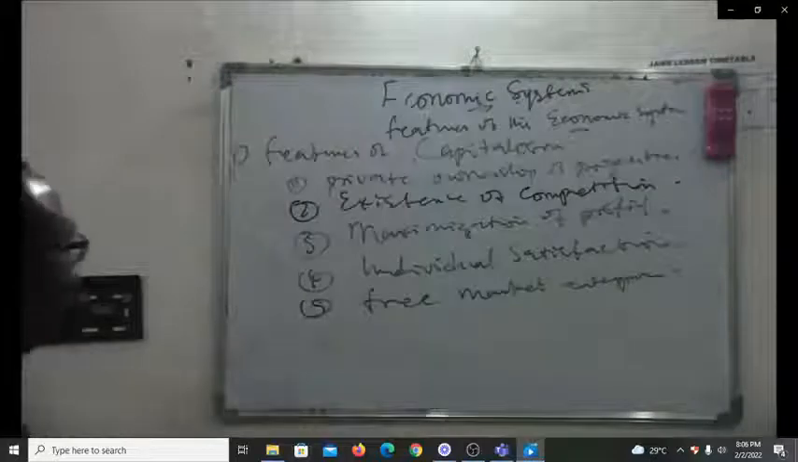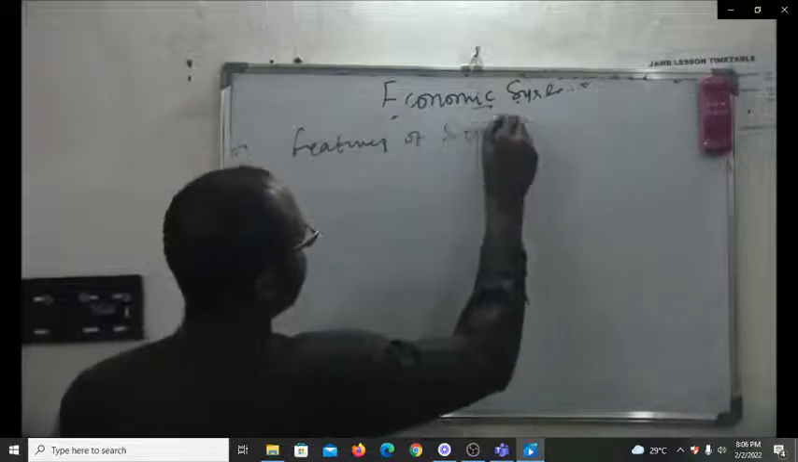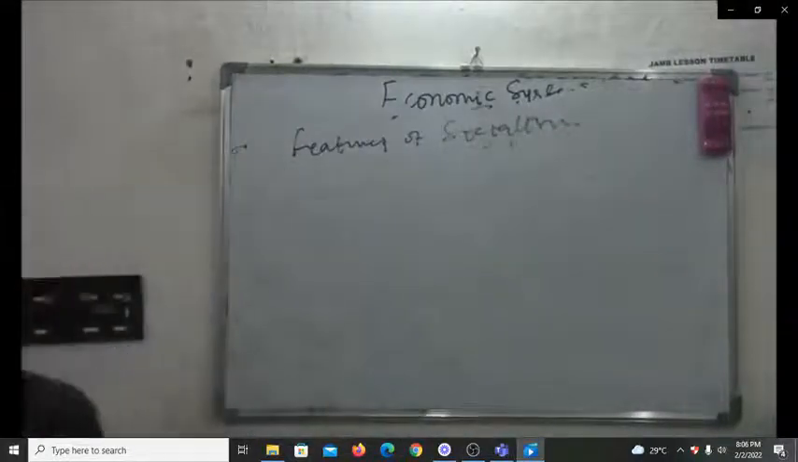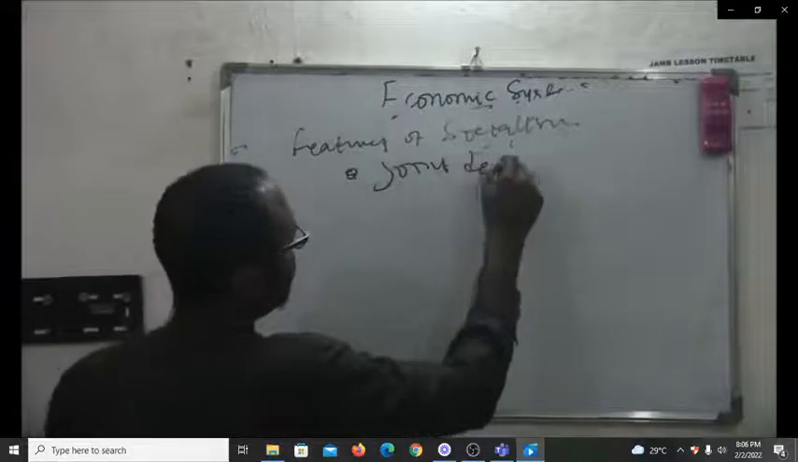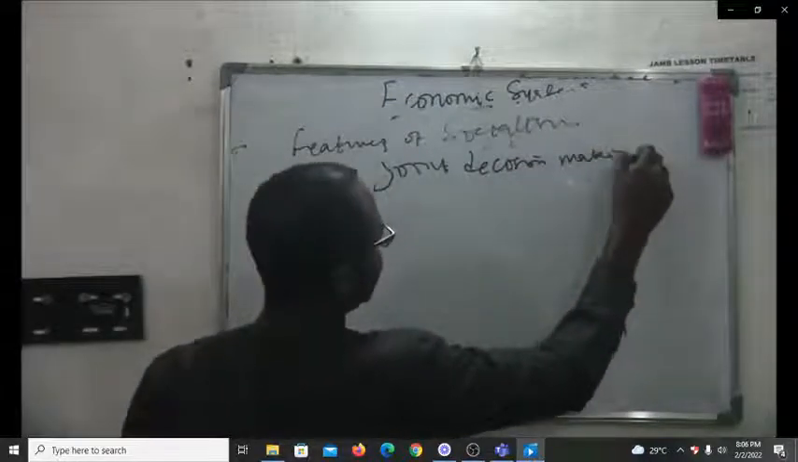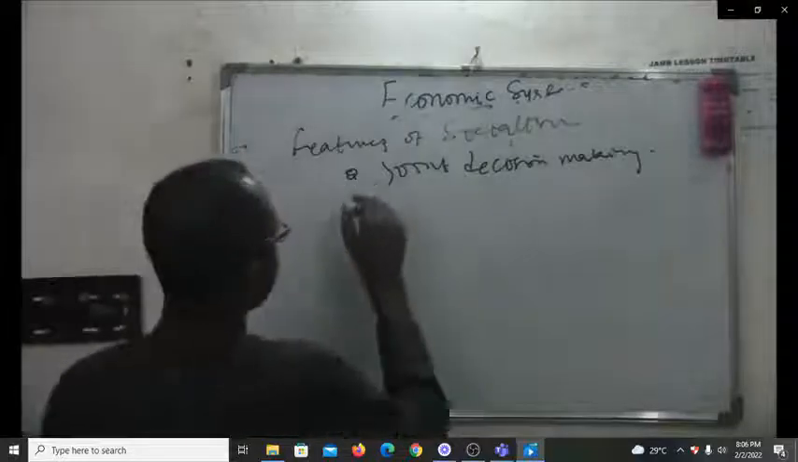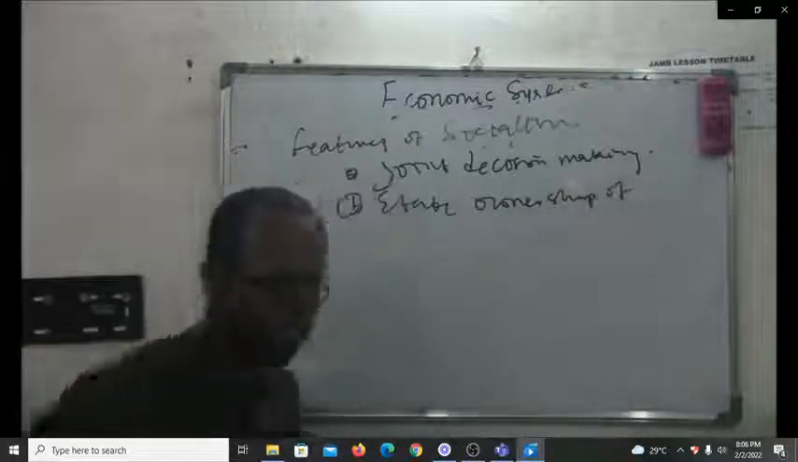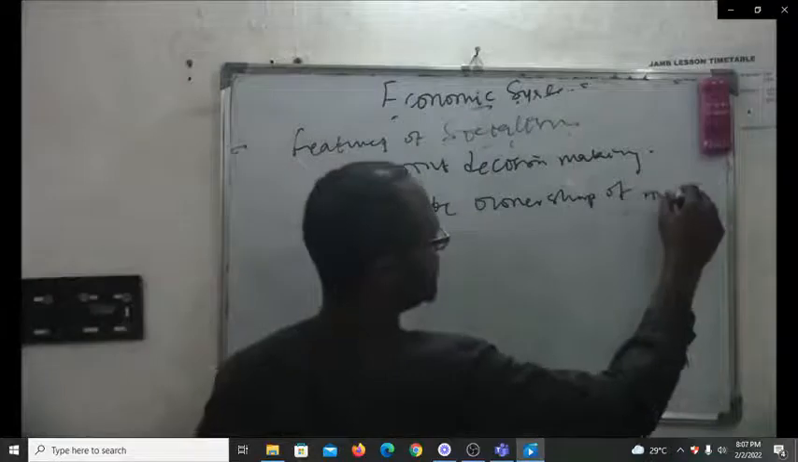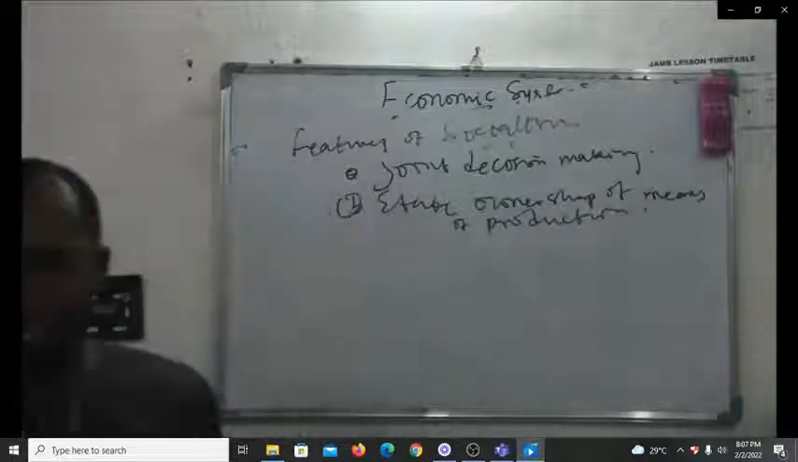Now we look at features of socialism. What are the features of socialism? Can you tell me the type of things that you see in an economy and you say that this is a socialist economy? Number one, there is what we call joint decision. You understand? Socialism is when government is controlling everything. There is what we call state ownership of means of production. So it's the state that owns the factories, the corporations.